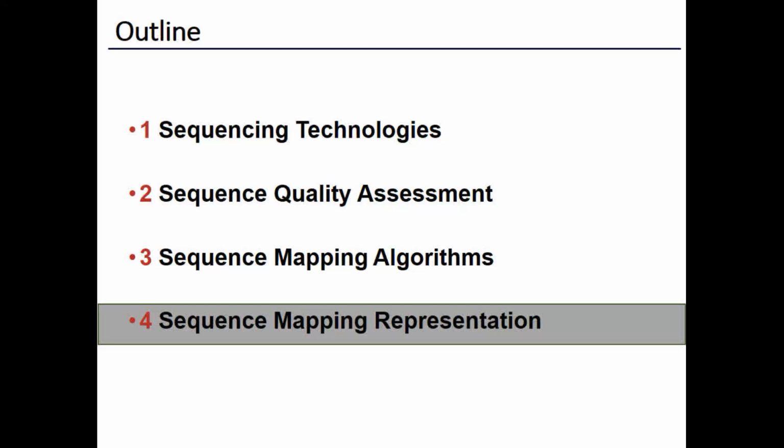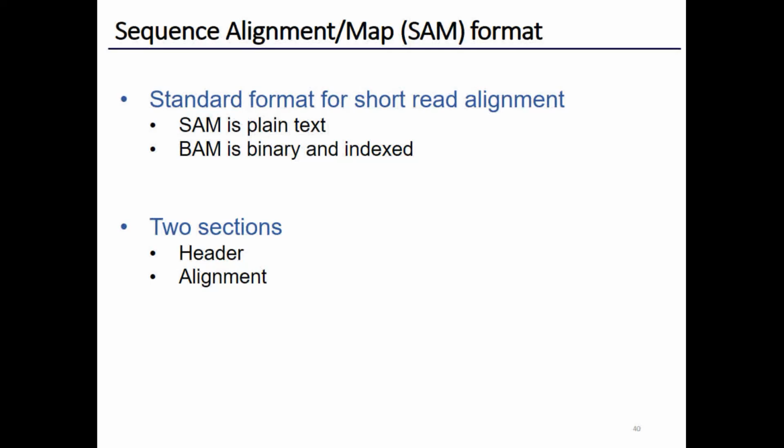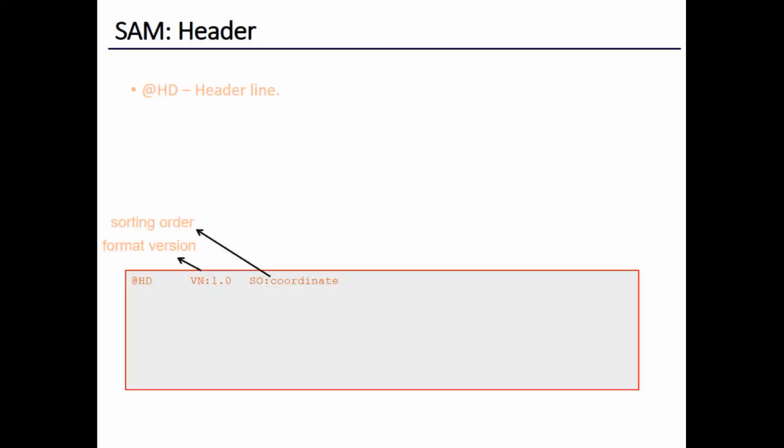Okay, let's talk about the sequence mapping representation. This is the last part. Usually we use SAM format to store the short-read alignment data. SAM is plain text, and BAM is the binary format of SAM, and it can generate an index. A SAM file has two sections, the header section and the detailed alignment section.